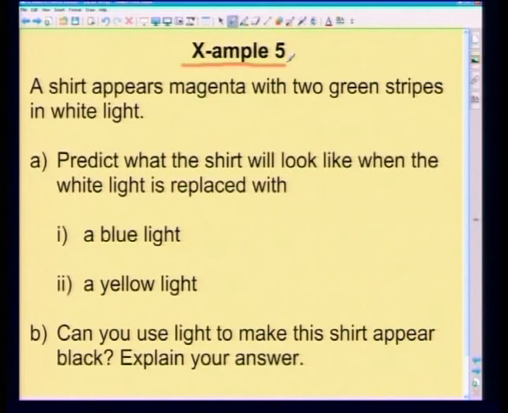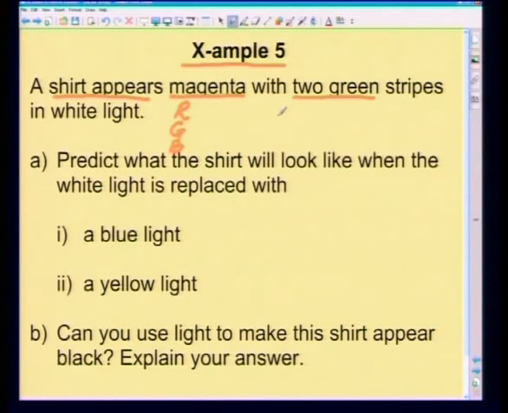Example 5, a shirt appears magenta with 2 green stripes in white light. Now, so it's white light shining on a shirt. So the white light, remember, we've got red, we've got green, we've got blue. So all these is shining on the shirt.